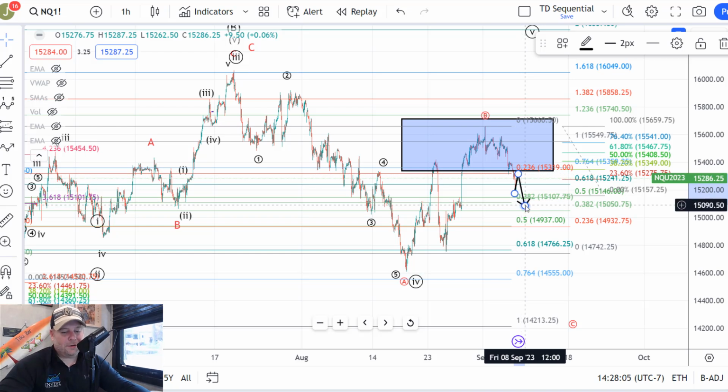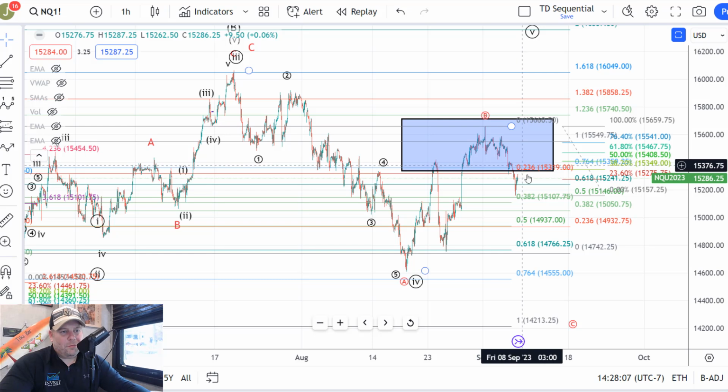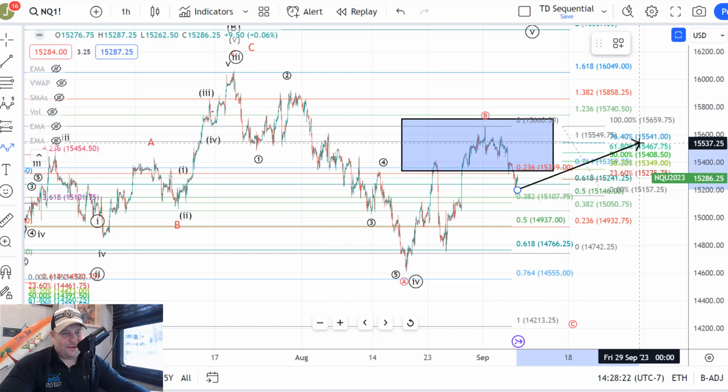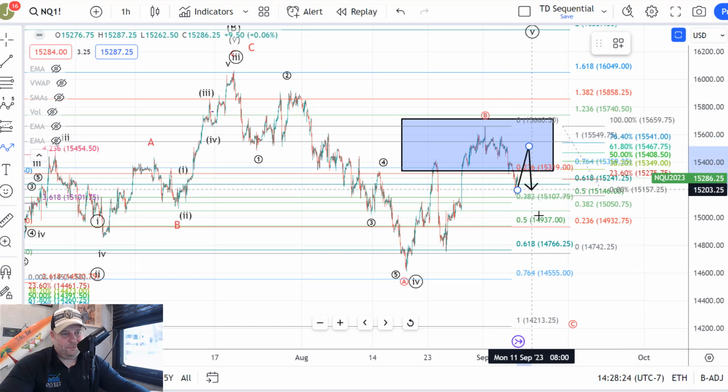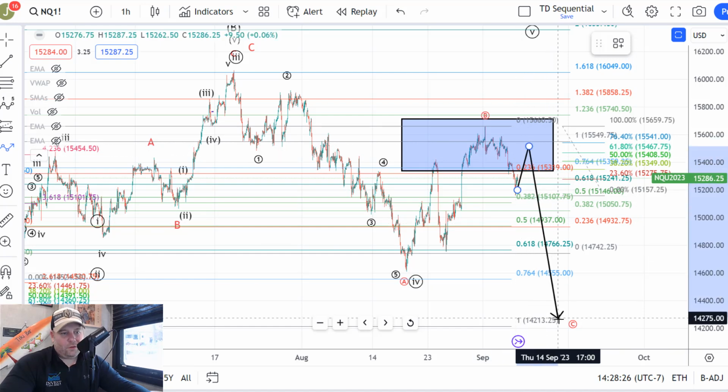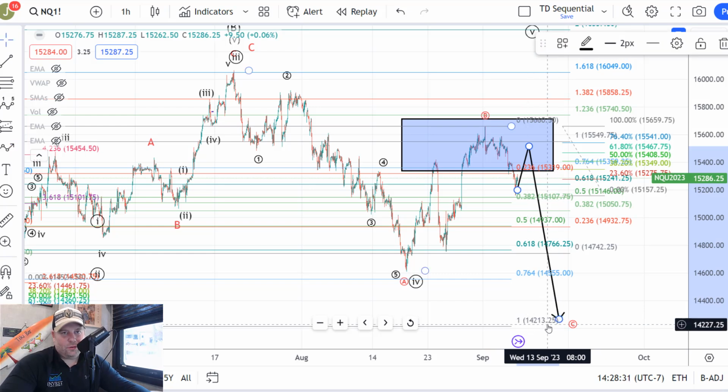but that is what you would look for to make this look a lot better for the bears. If the bulls are going to push back up, they need to push back up over the 15,400 area, this high that they made on Wednesday at the close. If they can get back above that, then it would look much more like we're in a wave 2 bounce up toward the 15,408 to 15,541 area. Then we'd look for overall wave 3, 4, and 5 to resolve down in the 14,213 area.